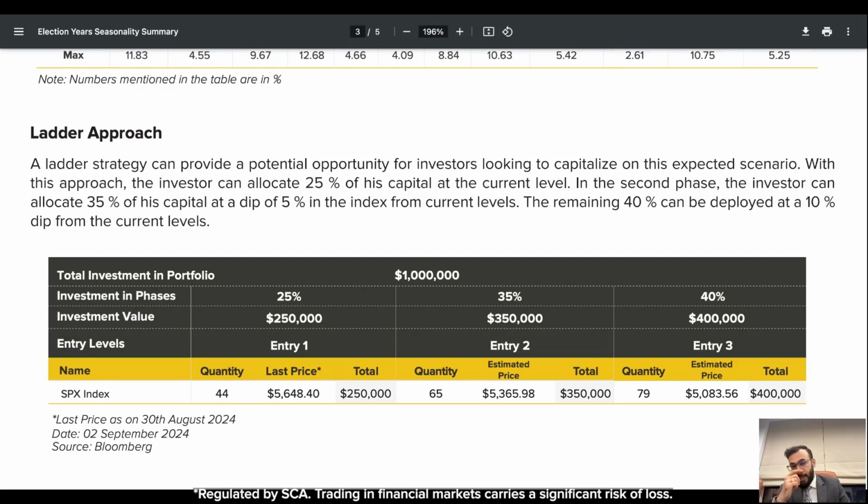So even when you are buying an index, a ladder approach is a very good idea when you're not really sure of the event, because the US elections is an event which could take you anywhere, which can move your portfolio anywhere. So instead of putting all the money in at once, you try to use a ladder approach.